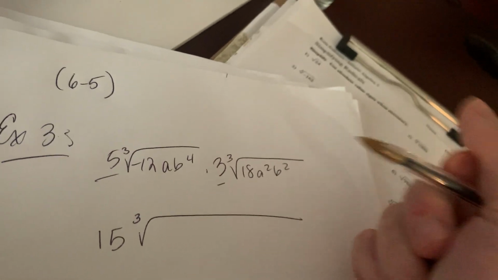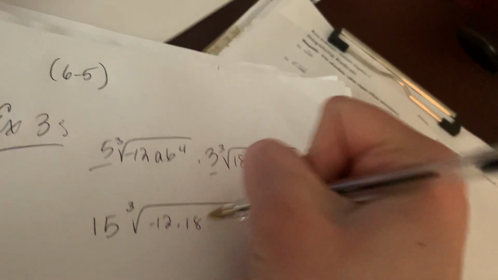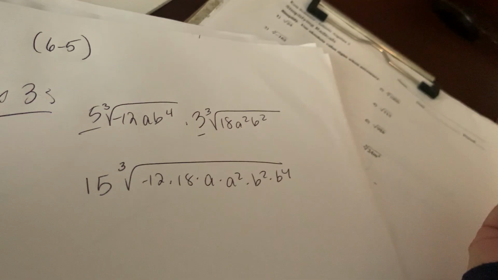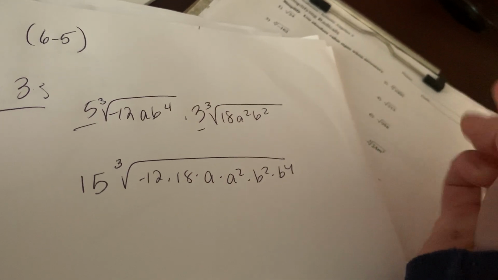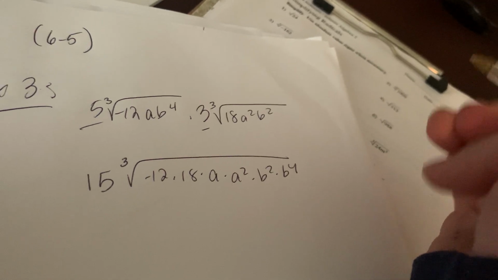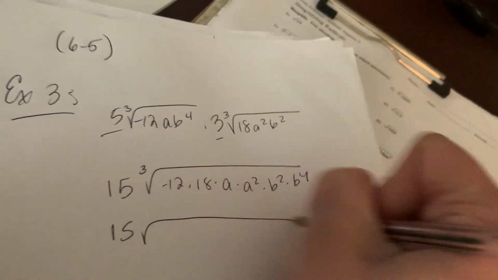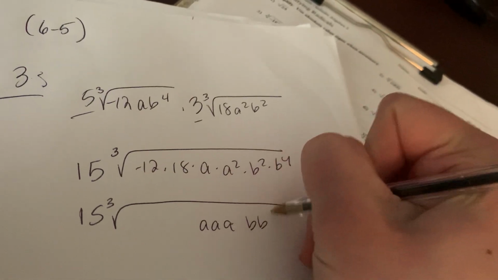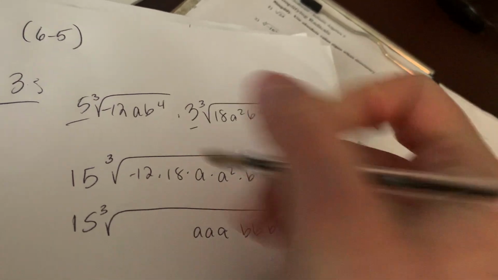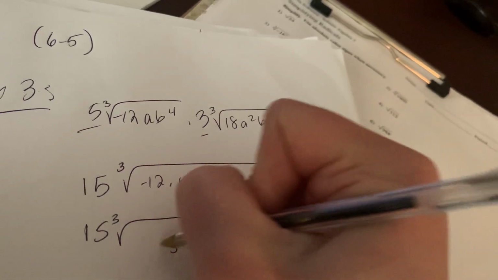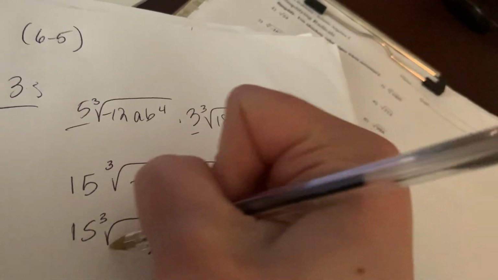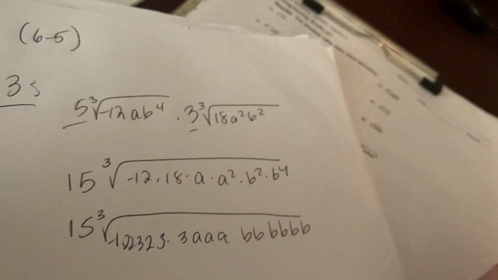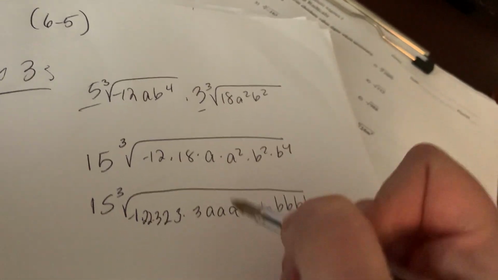And we're going to get -12 times 18 times a squared times b squared times 4. So I'm putting everything underneath. I'm just going to break it down. So 15 cube root, we have 1, 2, 3 a's, 1, 2, 3, 4, 5, 6 b's. 18 is 3 times 6. And -12, we're just going to make it -1. And then 12 is 2, 2, 3. All right, so you need groups of 3.